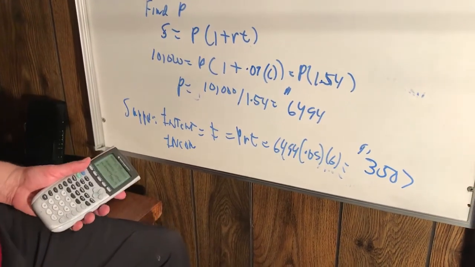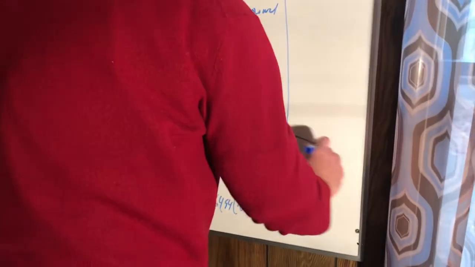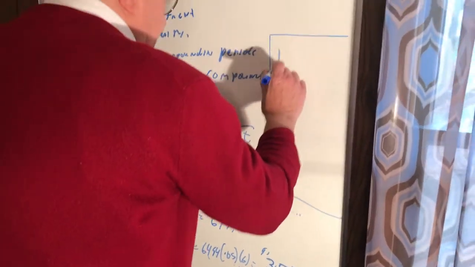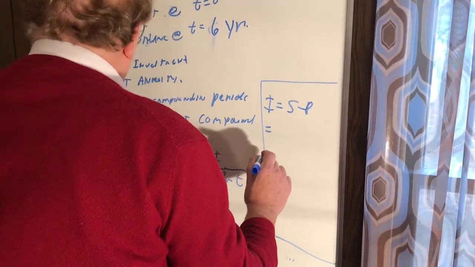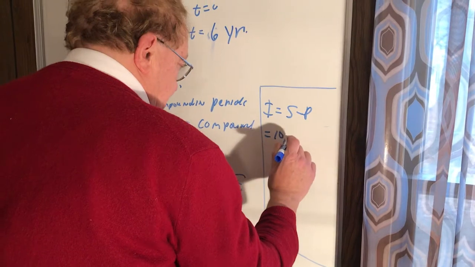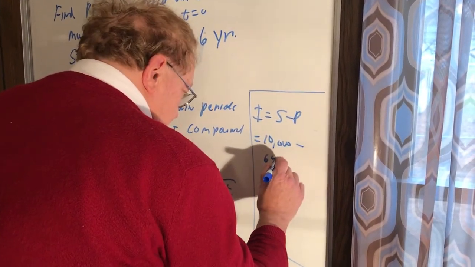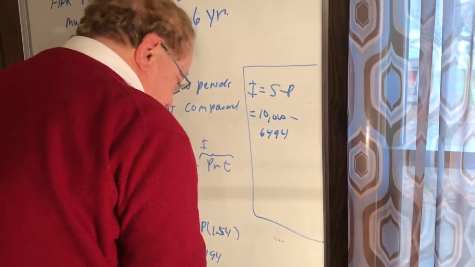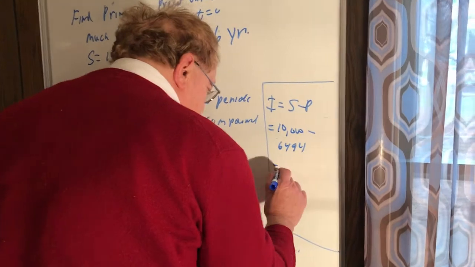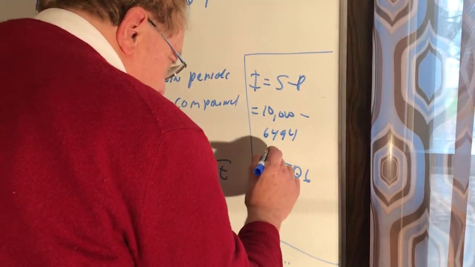Now, the interest income also is, and this is the way I suggest you find it, S minus P, which is 10,000 minus 64.94. Right, because you had rounding error with the multiplication. Yeah, I had rounding error, so that's 3506. So there's just a little bit of difference.